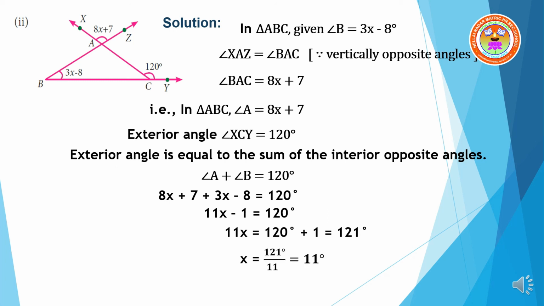Now to find the value of x, let me transpose 11 to the other side so that it divides 121. Therefore, we find the value for x as 11 degrees. Therefore, x is equal to 11 degrees.